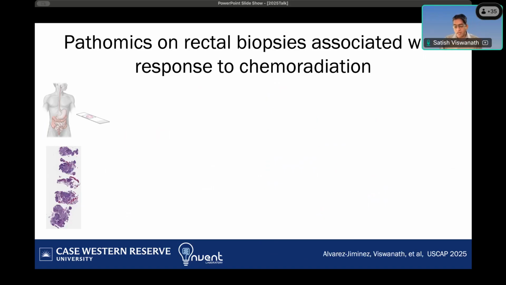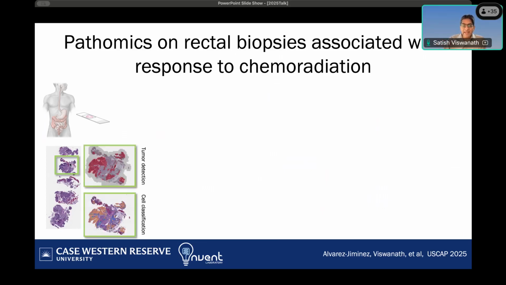Another way we've tried to use these features is, like I mentioned previously, you can look at the digitized pathology images. So this here is a biopsy specimen from a patient with rectal cancer. The diagnostic biopsy image is a digitized, scaled down version, but high resolution. We're able to take this image, detect where the tumor is, and classify different types of cells, such as neoplastic cells or fibroblasts and so forth.